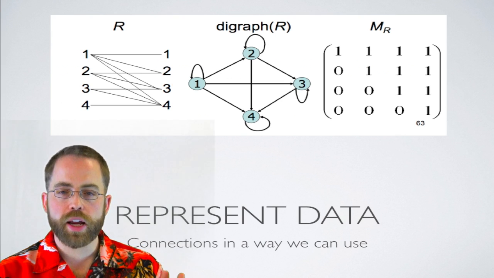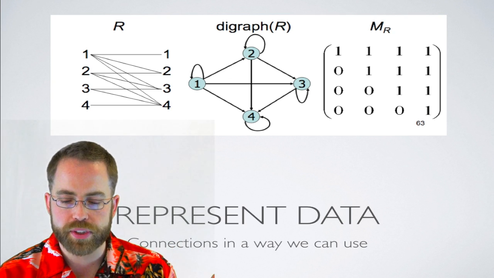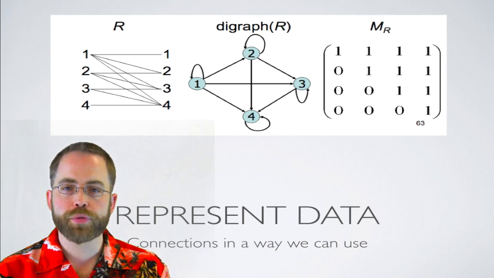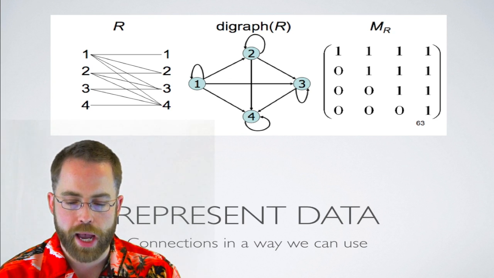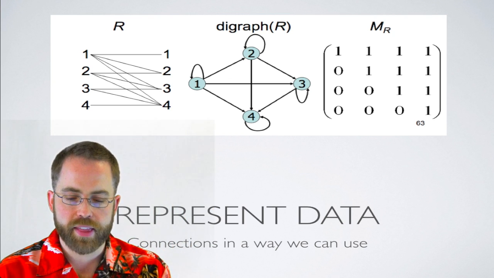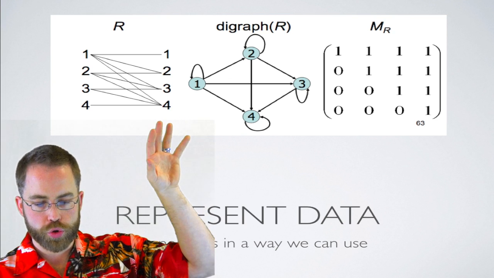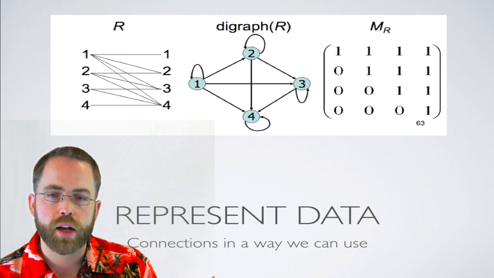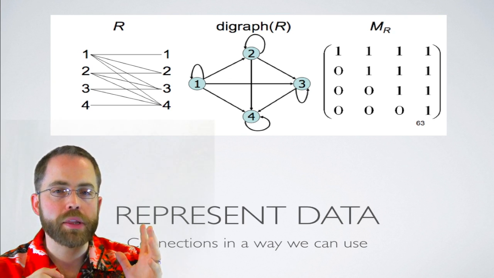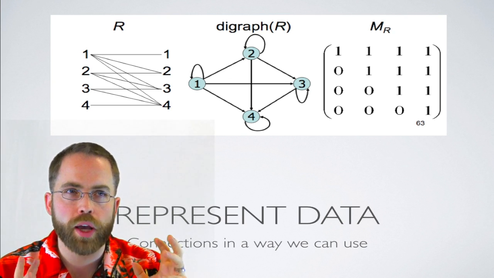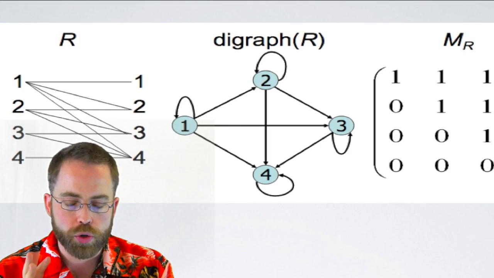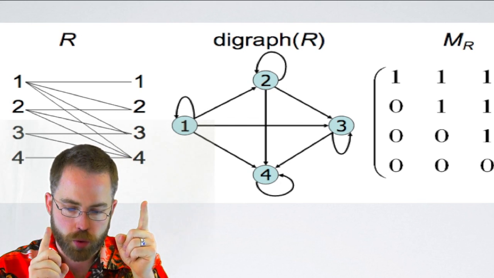So here is a bit of data represented in some ways that you might prefer or not. If you look at the first one here, this is called a diagram map. It's got nodes numbered 1, 2, 3, and 4, and then they are connected to 1, 2, 3, and 4 themselves, and you're seeing whether there is a connection or not. So maybe the most intuitive, the most useful way for your brain to grab this quickly is the middle one here, the digraph.